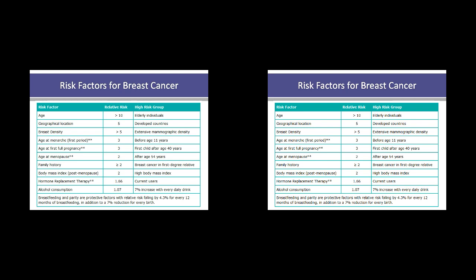So somebody in their 60s or 70s, for example, is about 10 times more likely to develop breast cancer than somebody maybe in their 20s or 30s. Geographical location is an unusual one. You are at much higher risk of developing breast cancer if you live in a developed country compared to a developing country. The reason for that may be linked to the other factors, in particular things like the age at which we tend to have our first child in the developed world, the number of children we might be having.